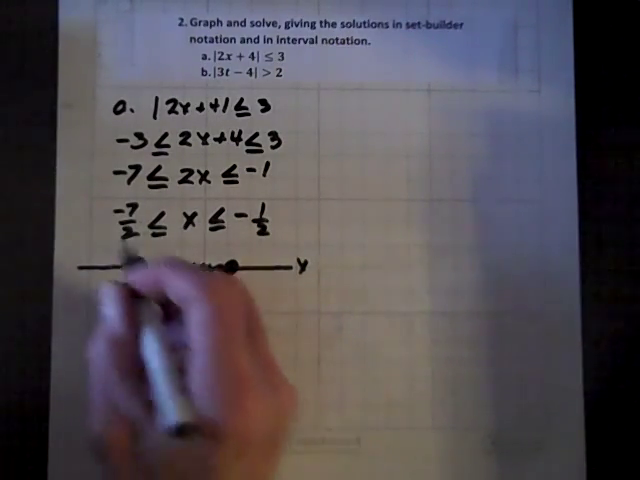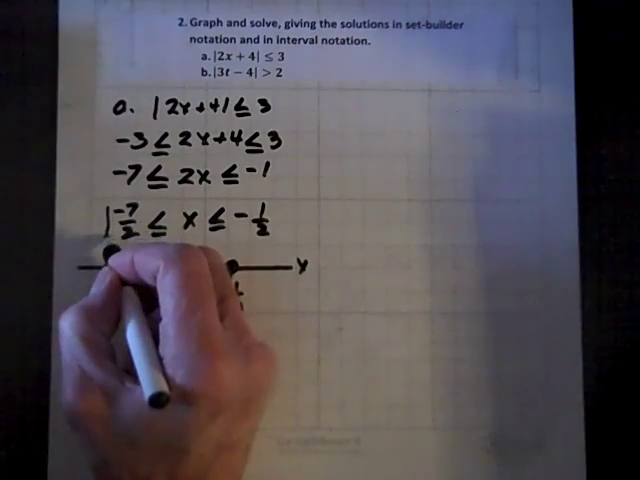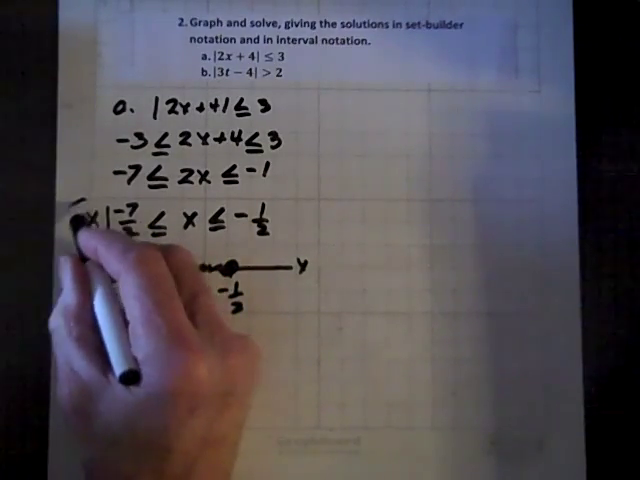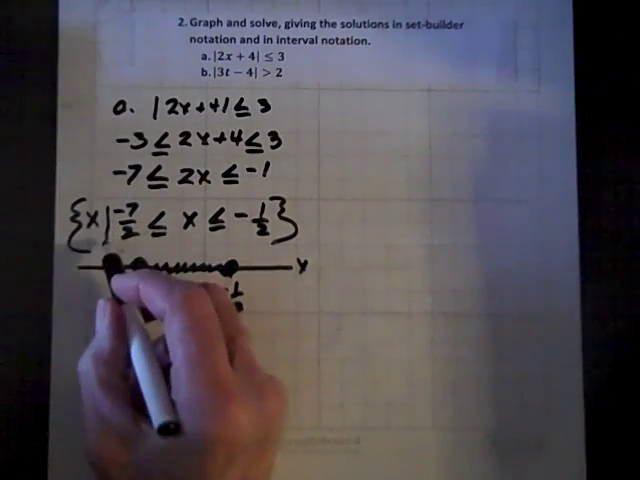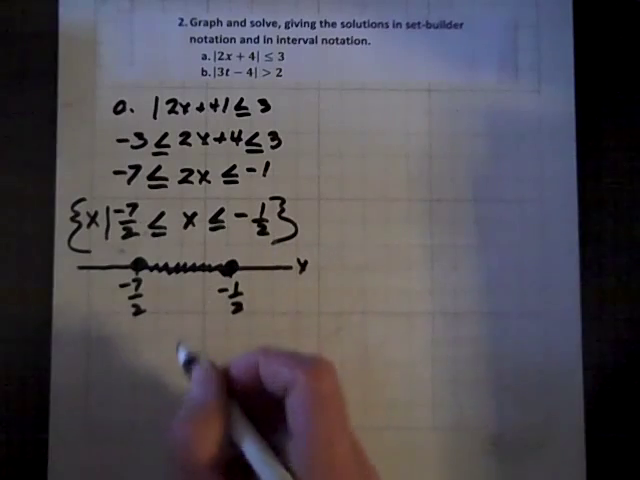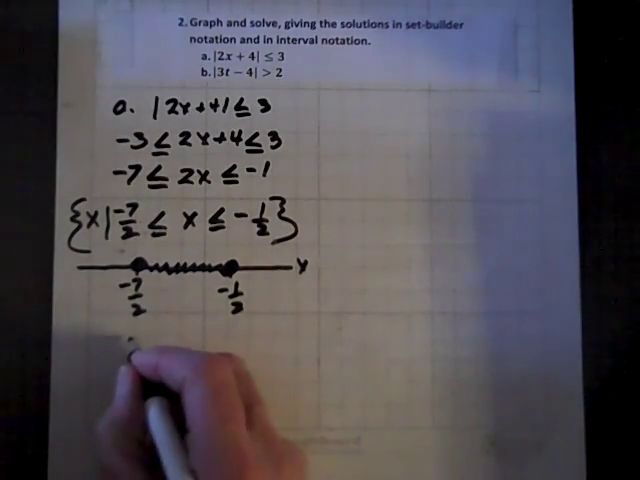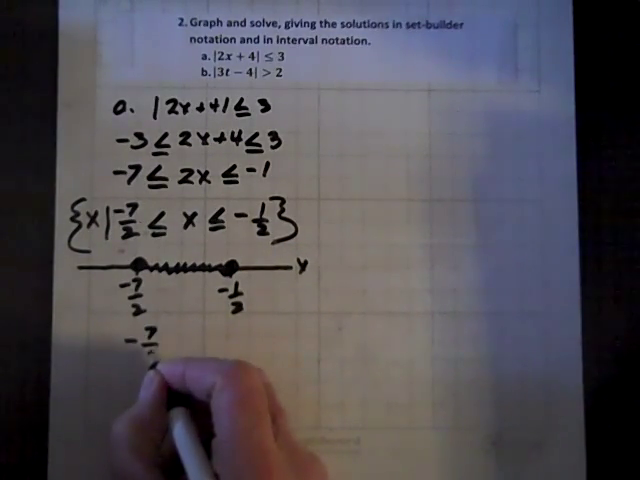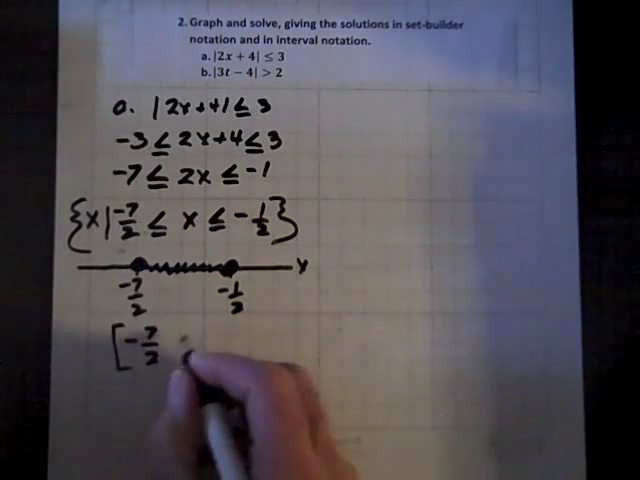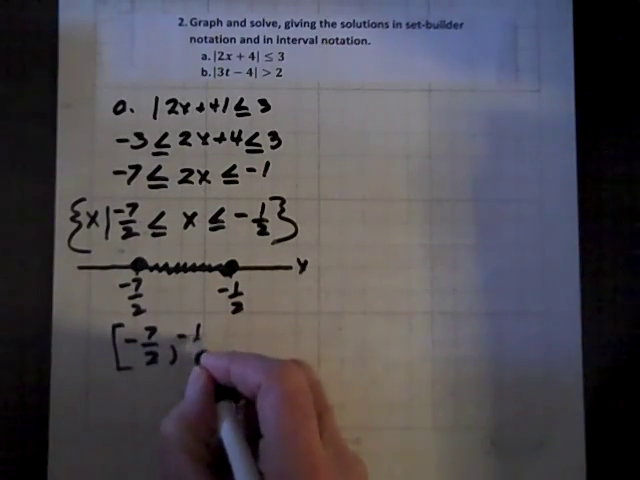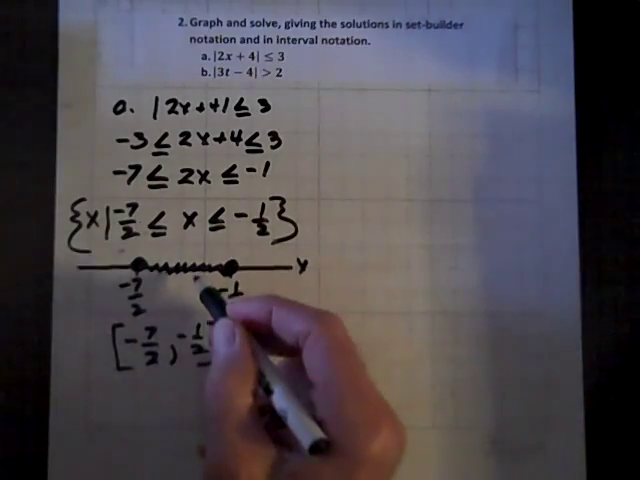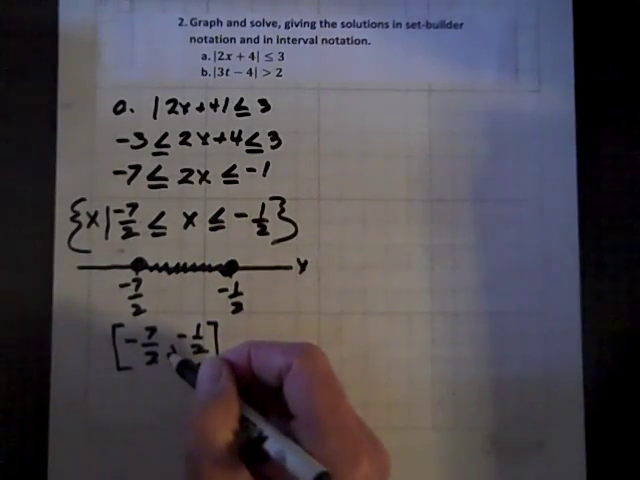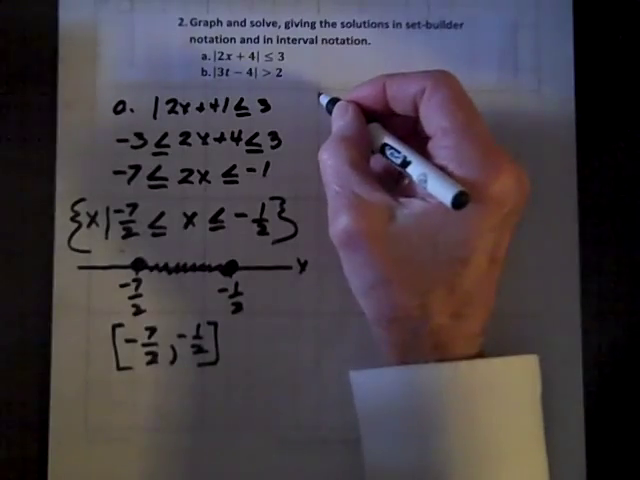So there's our graph, and by the way, for set builder notation, we simply have to put in our such that vertical line x, and for interval notation, we're going to have -7 halves, bracket on the left, -1 half, bracket on the right, and we're done. Set builder notation, graph, and interval notation.